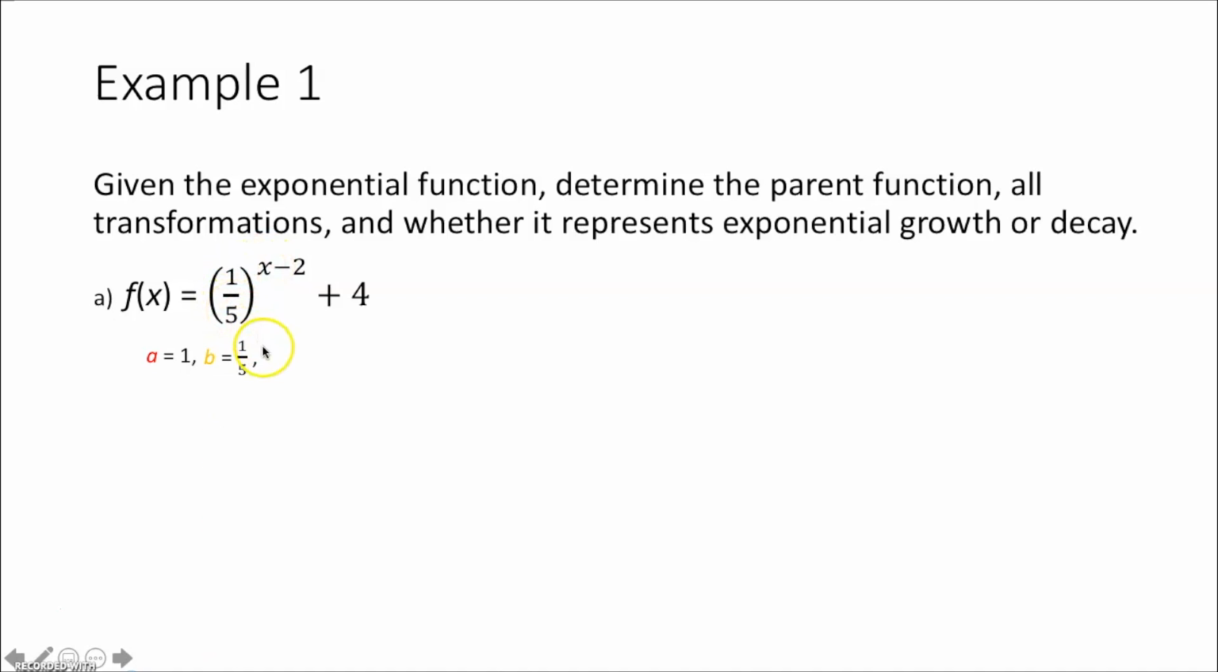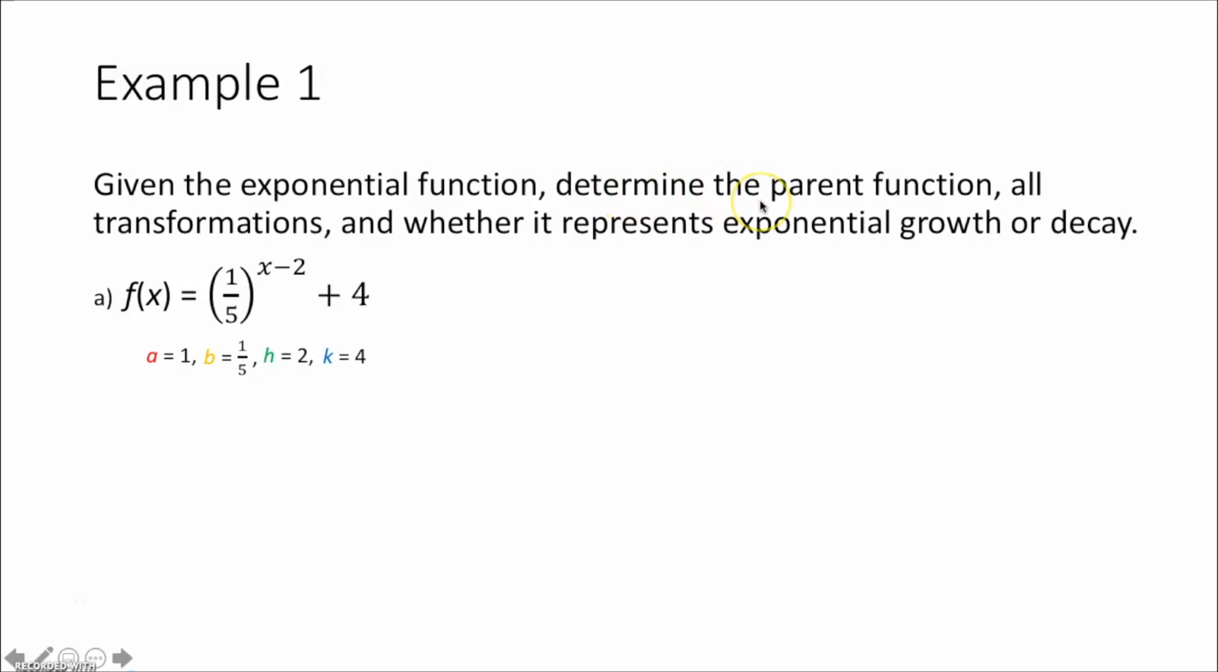So our B value is going to be 1/5. Our H value is going to be whatever is in the exponent with that X, and it's going to be the opposite of whatever you see. So in this case, that would be this -2, so our H value would be +2 because it's the opposite of whatever you see. And then down here, this K value is going to be whatever's added or subtracted at the end. So that would be 4. Now we can go through and answer our question.